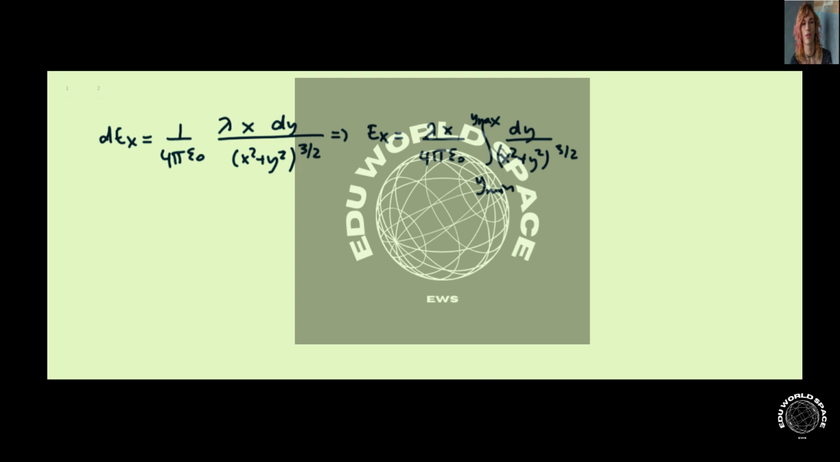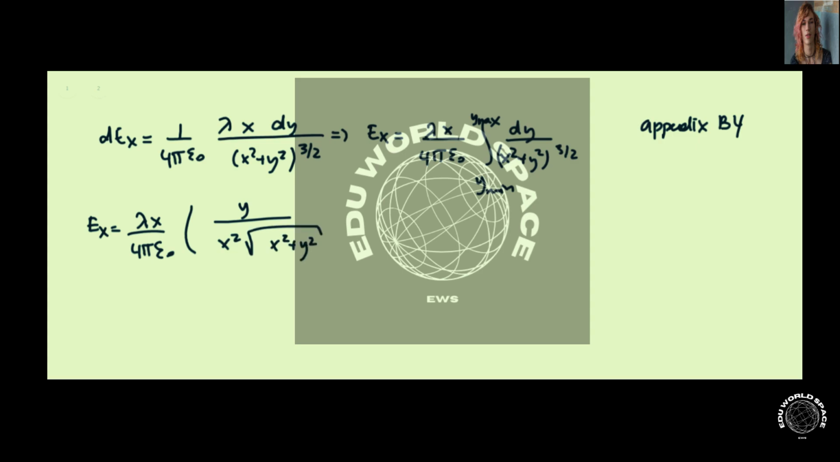Now you can see the antiderivatives in appendix B4 in your textbook. For this one, what we have is that Ex is lambda x over 4 pi epsilon naught times y over x squared square root of x squared plus y squared as our antiderivative, from y minimum to y maximum, right? So let me see. We have x squared here. One x is going to cancel out the other x, and we can also pull it out.